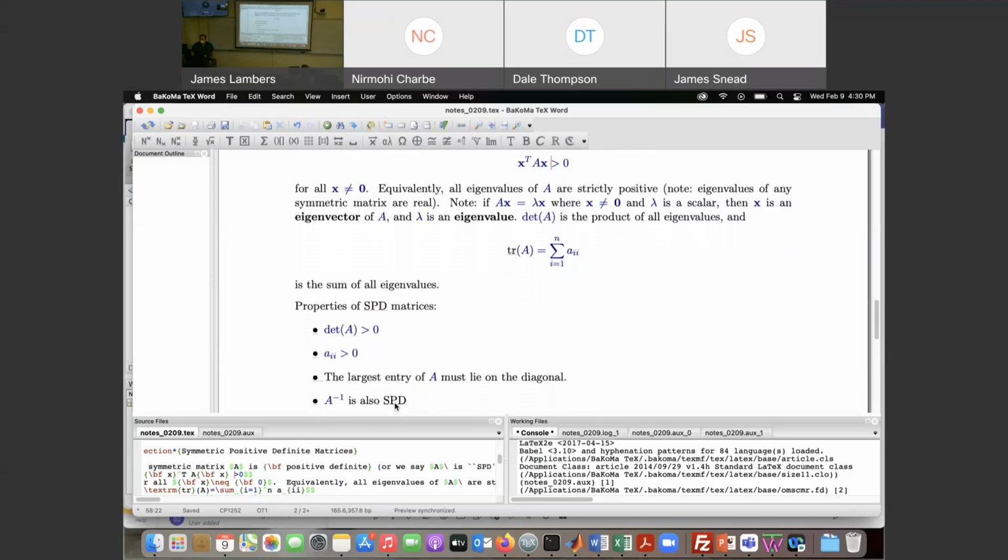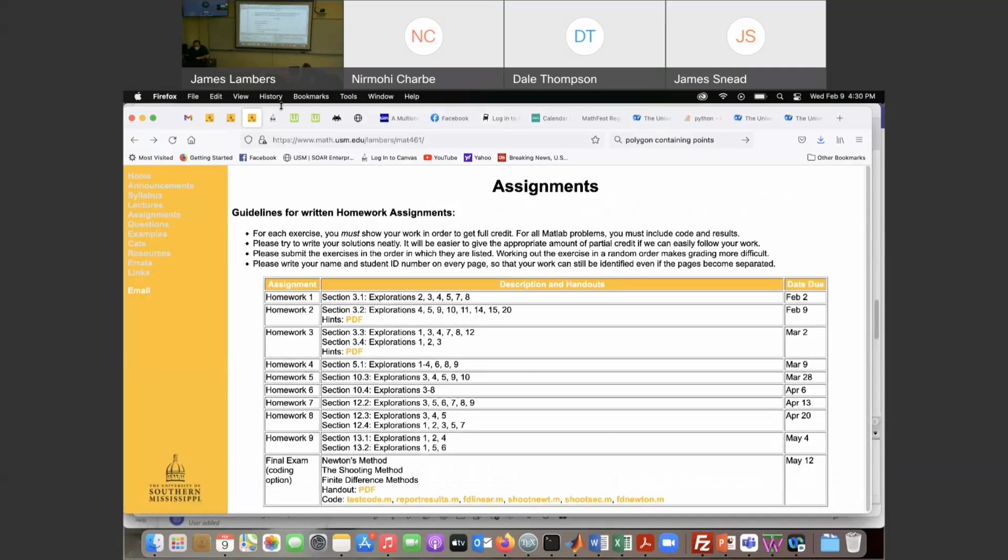It is one of the explorations in this section. I don't recall if I put it on the homework. I know I did it in 610. So, okay. I didn't check on what I assigned.